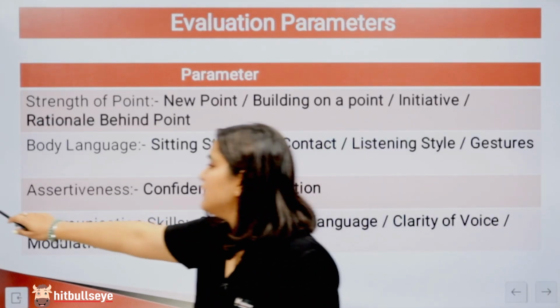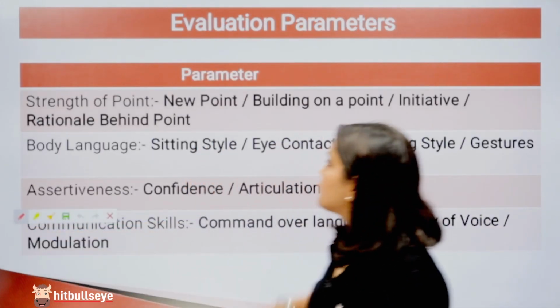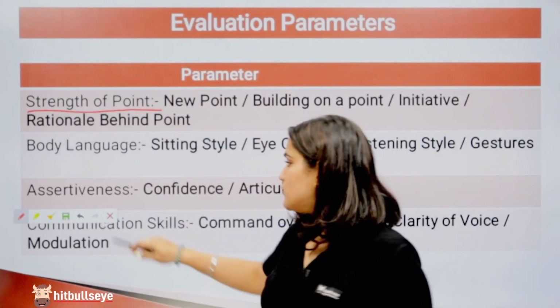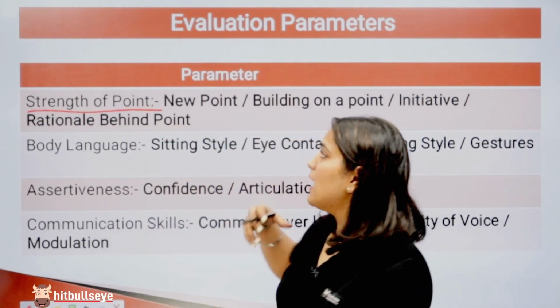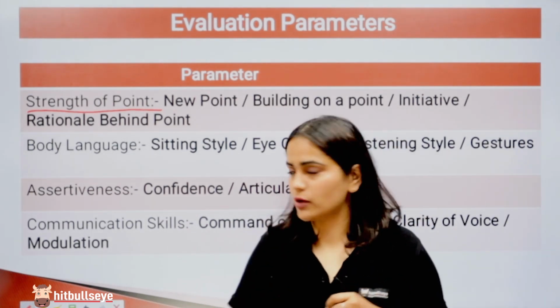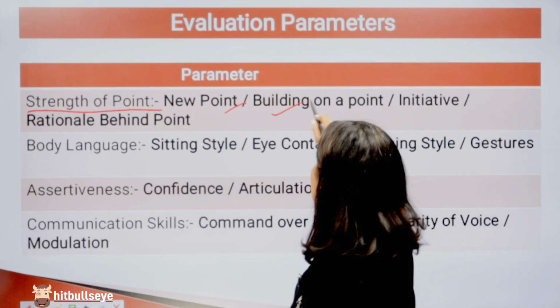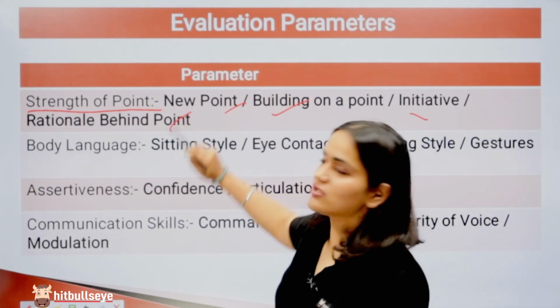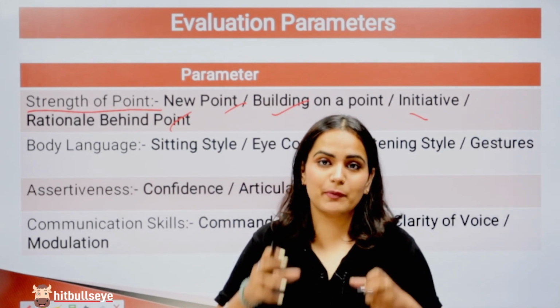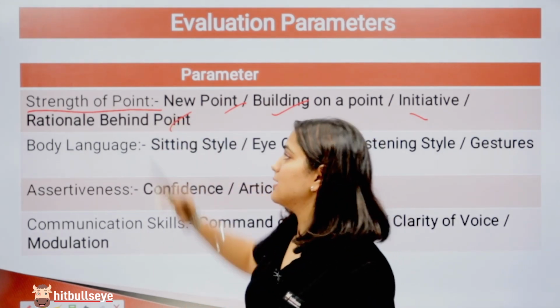Now, let's see the evaluation parameters. The first parameter would be the strength of point. The strength of point means how good, how innovative, how strong your point is. So new point, building on a point, initiative and rationale behind a point are the basic pillars of this particular parameter.